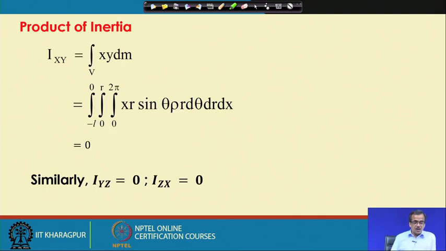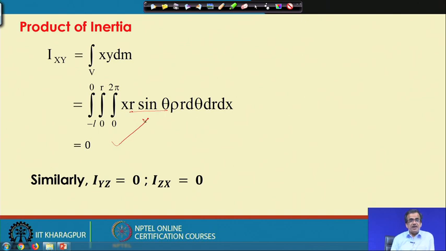The next is the product of inertia. The product of inertia Ixy is nothing but the volume integration of xy dm. Here, y is nothing but r sinθ and dm is ρ r dθ dr dx, and these are the ranges for the integration. If you carry out this integration, we will get Ixy equal to 0.